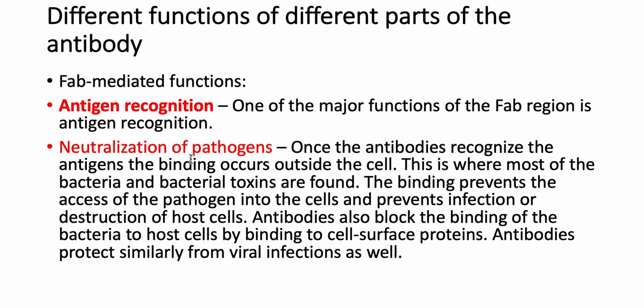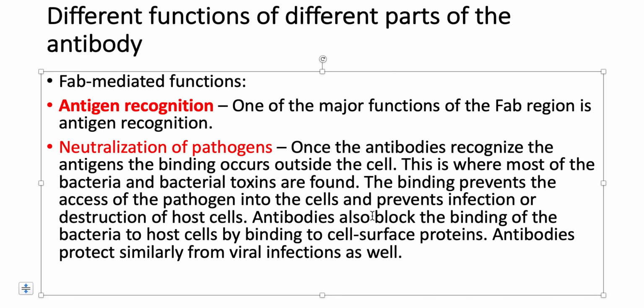Neutralization of pathogens is also very important. Once the antibody recognizes the antigen, the binding occurs outside the cells. This is where most of the bacteria and bacterial toxins are found. The binding prevents the access of pathogens into the cells and prevents infection or destruction of host cells. And so it actually blocks the binding of the bacteria to the host cells.